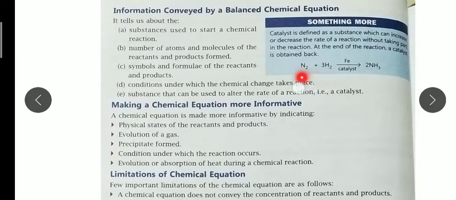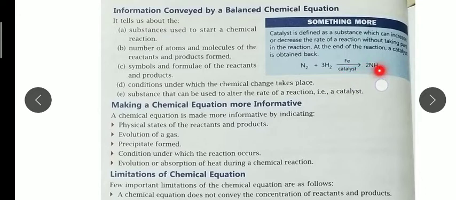Here you can see, in the presence of the iron catalyst, the iron increases or decreases the rate of reaction. The definition is also given in the blue box. A catalyst is defined as a substance or an element which can increase or decrease the rate of reaction without taking part in it. Here you can see iron is acting as a catalyst, either decreasing or increasing the rate of reaction.